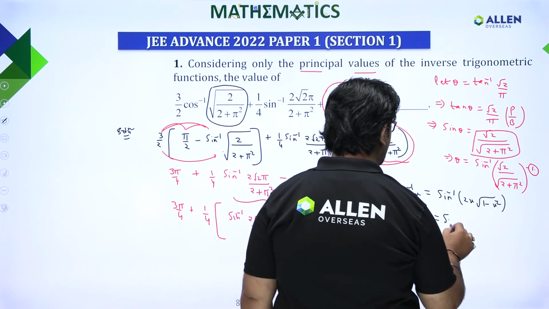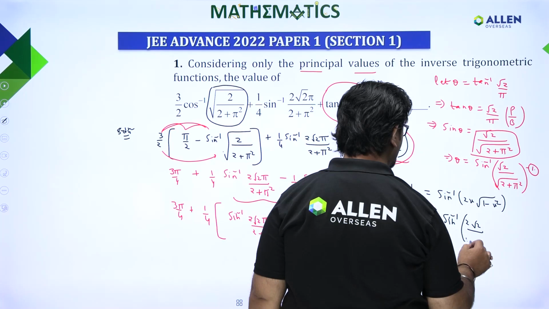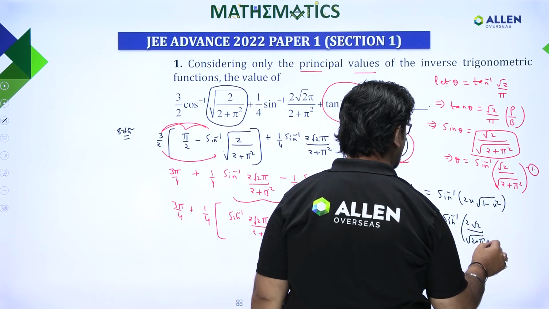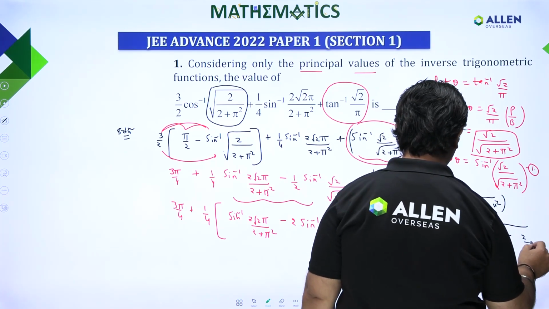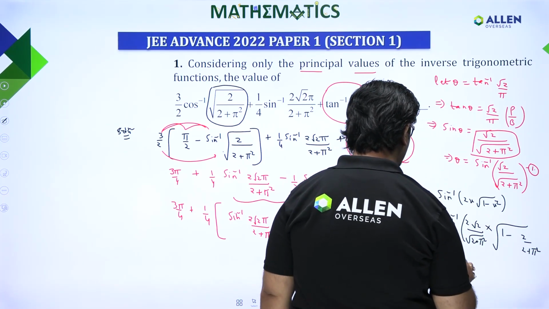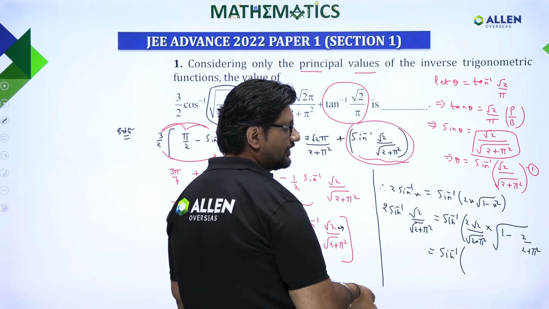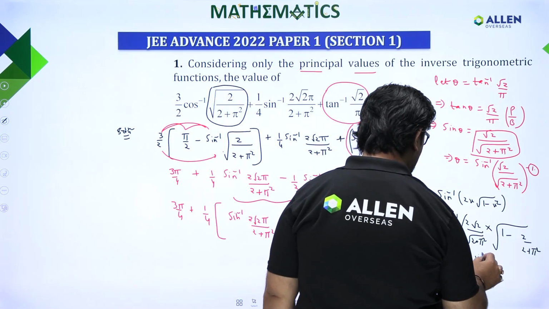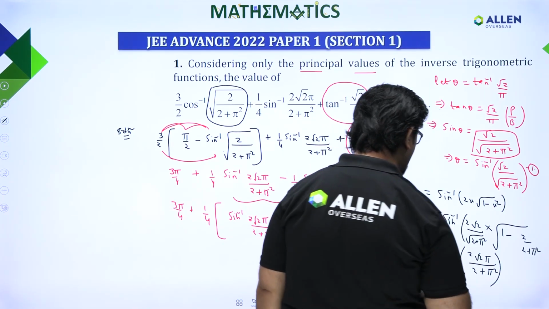It will be equal to sine inverse of 2 multiplied by root 2 upon root of 2 plus pi square, and multiplied by, in the square root, 1 minus 2 upon 2 plus pi square. So finally, if you calculate this value after taking the LCM, you will get sine inverse of 2 root 2 pi upon 2 plus pi square.